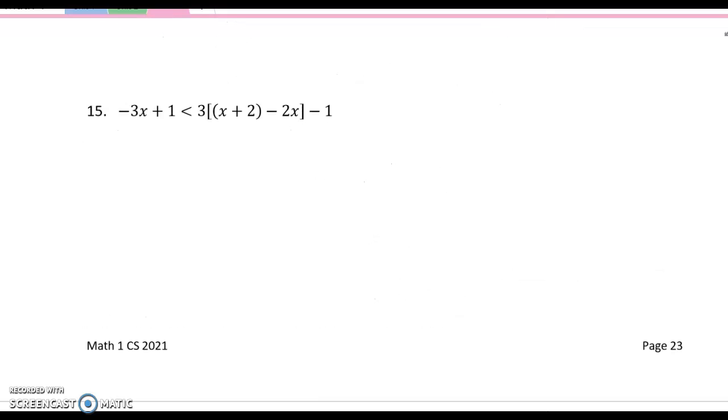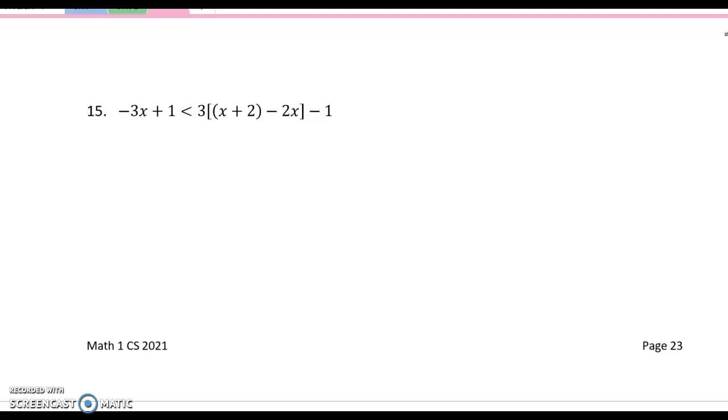All right, I'm going to skip all the way over to problem number 15. Number 15 on page 23. Again, we want to solve this inequality. Right, the left side looks pretty simplified. That right side, again, we got some work to do.